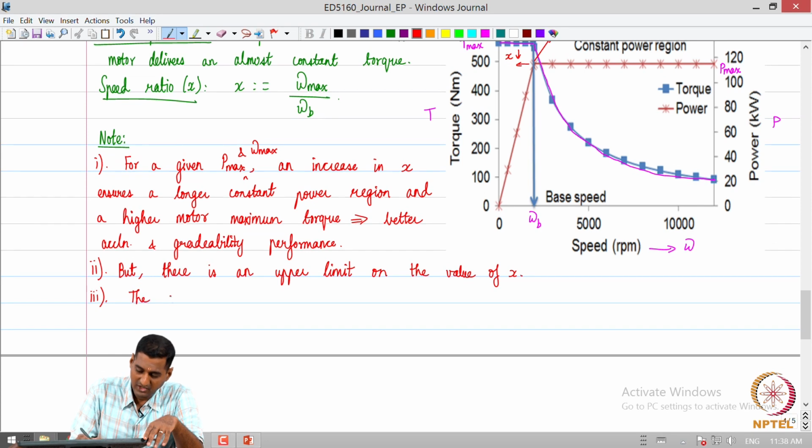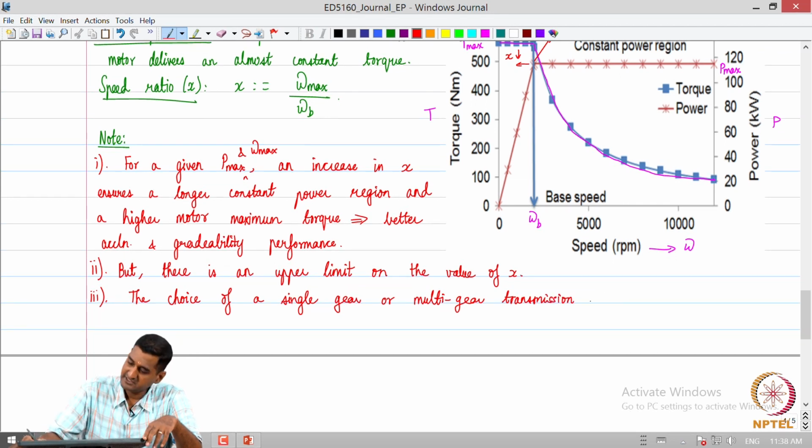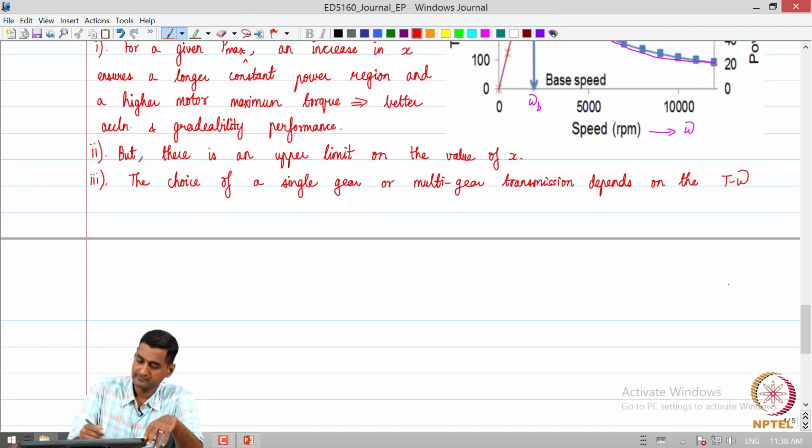So, the choice of a single gear or multi-gear transmission depends on the torque omega characteristics of the motor.